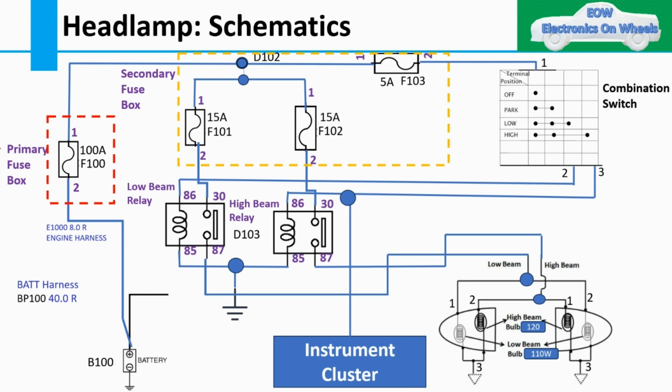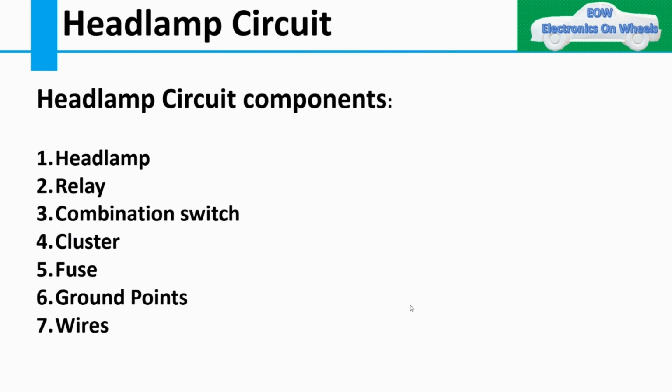I will give you the overview: we have the primary fuse box and secondary fuse box, and what is the function of these. Then we are using two relays, the low beam and high beam relay, then the combination switch, and then we will see the bulbs which we are using for the high beam and the low beam, and why we are using the instrument cluster, and what is the role of giving that connection to the instrument cluster. So all these things we will understand in detail in this video. So let's start with the component description.